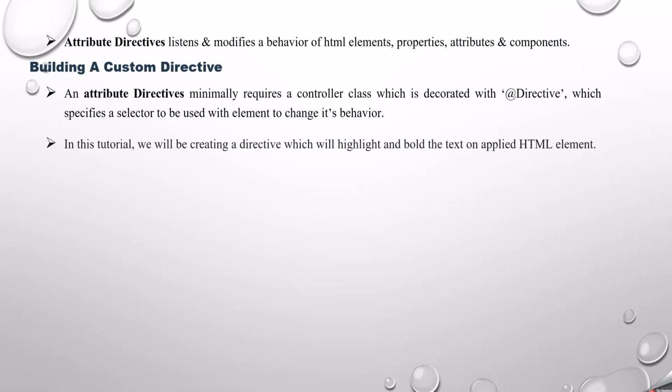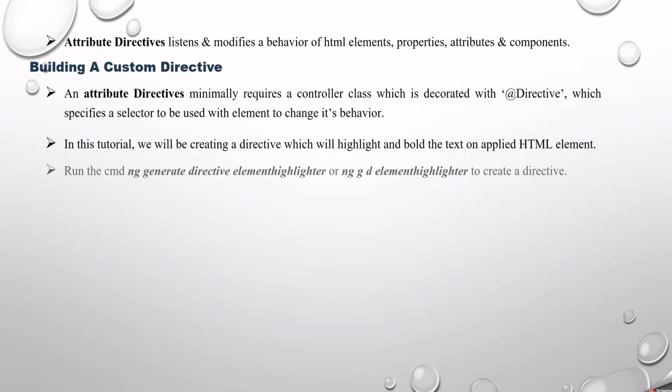In this tutorial we will be creating a directive which will highlight and bold the text on an HTML element. Let's suppose we will have a paragraph, we will have a div. Whenever we decorate it with our custom attribute directive, the background will be highlighted and with bold font. Like ngClass and all we have, the same thing we are going to create. It will be clearer.